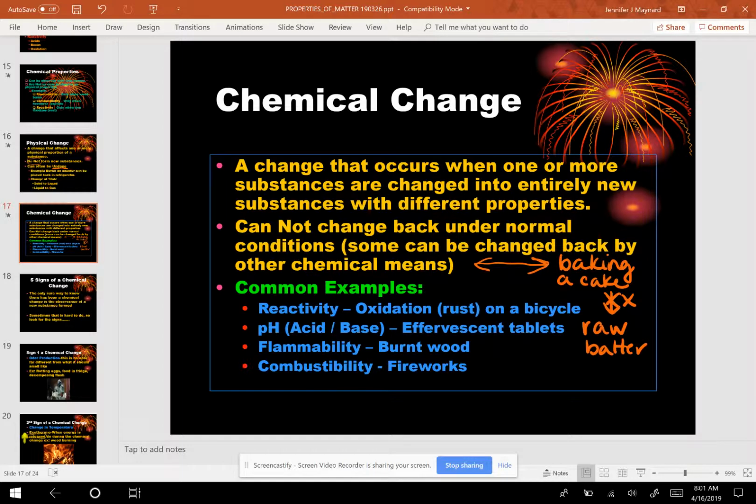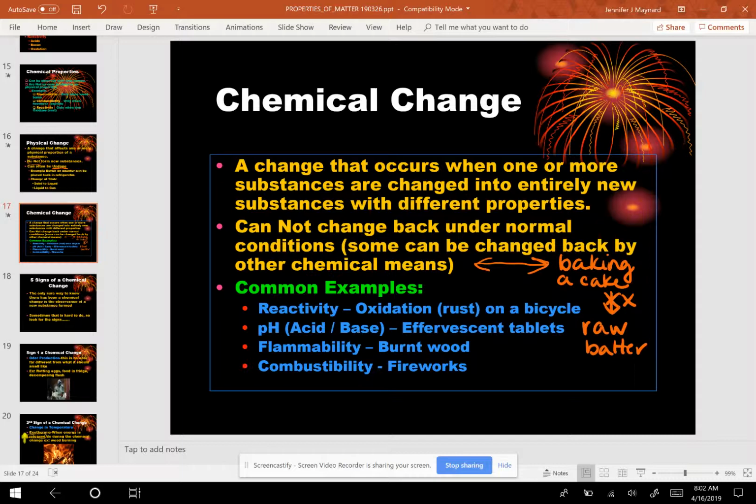Common examples: reactivity, oxidation, for example, rust on a bicycle; pH, acid-base, like your effervescent tablets, that's a good one; flammability, burnt wood. Once the wood is burnt, you can't get back to the wood, okay? Combustibility, fireworks. If you've ever set off fireworks by yourself, you can plainly see that you ain't getting back to the firework the way it was before. It's done its thing. It's over. It's used. So you know this in your everyday life. Chemical changes generally cannot be undone.